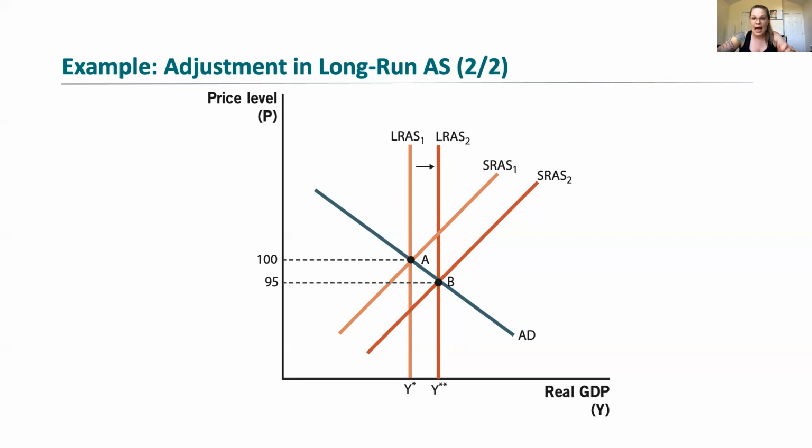We can see that at point B, unemployment rate hasn't changed because we're still operating at full employment. That's an assumption of the model. But we can say that overall output has increased. Y double star is greater than Y star, and price levels have decreased. We're now at a price index of 95, which is a lower overall price level than the base year.